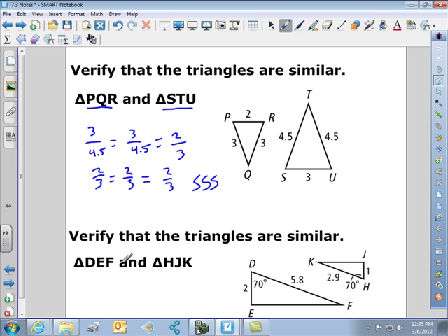Whereas over here, if you take a look at this, DE, which has a measure of 2, is to HJ, which has a measure of 1, as DF, I'm going to take a side that I know, 5.8 is to HK, which is 2.9. And 5.8 over 2.9 is also 2. We have the angle in between them that are congruent, therefore that finds the side angle side similarity.